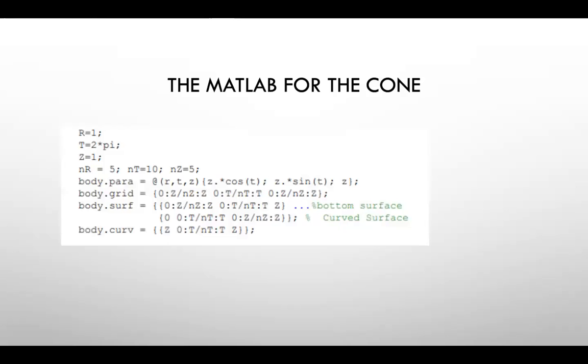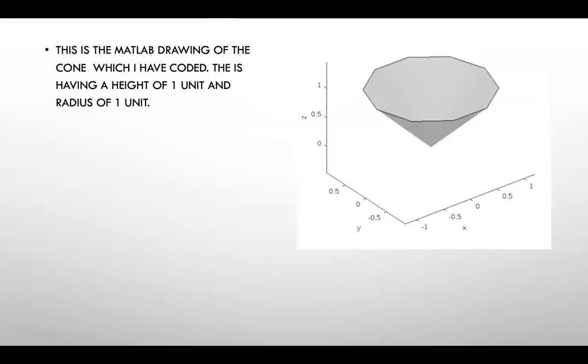So I have given the information in MATLAB: the maximum limit of theta is 2 pi, the maximum limit of z is 1, and I have given the theta segment as 10 and divided the length segment as 5. In the body para I have given the parameterization, in the body grid I have given the limits, and for the surface I have given two surfaces, and for the body curve I have given the curve. And this is the cone which MATLAB has given me after coding the parameterization in the code.